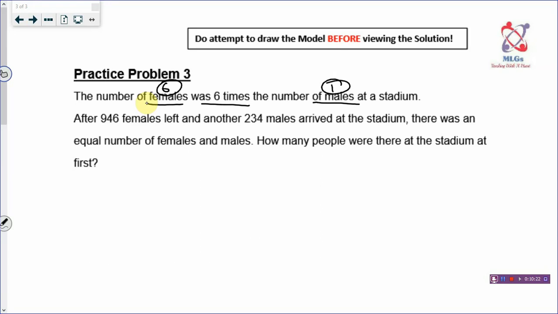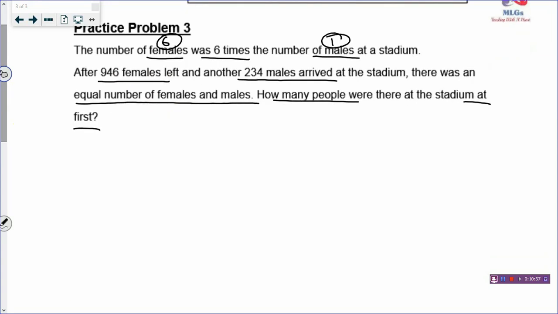And after 946 females left, and another 234 males arrive, there was an equal number of males and females. So how many people were there at the stadium at first? So once again, this is your before and after problem. So you have to draw the before and after models. Okay, so let's draw the first one.